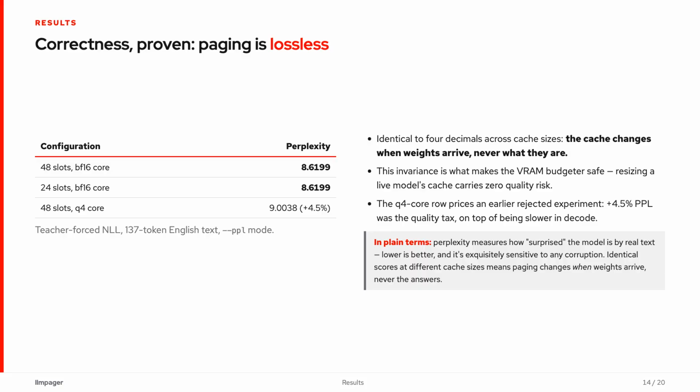This is my favorite result. Perplexity measures how surprised the model is by real text. Lower is better. And it's exquisitely sensitive to any corruption of the weights. We measured it at 2 different cache sizes: identical to 4 decimal places. That's the proof that paging is lossless. The cache changes when weights arrive, never what they are. It also priced an experiment we'd rejected, quantizing the core: it cost 0.5% in quality, on top of being slower. Now we knew both costs with numbers.